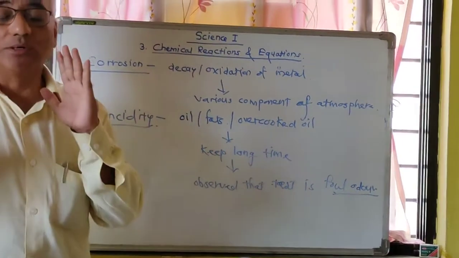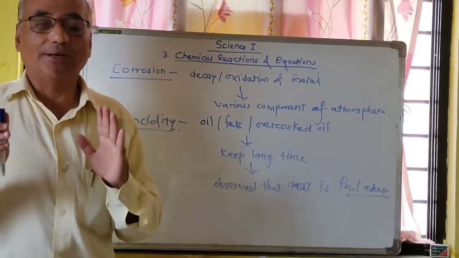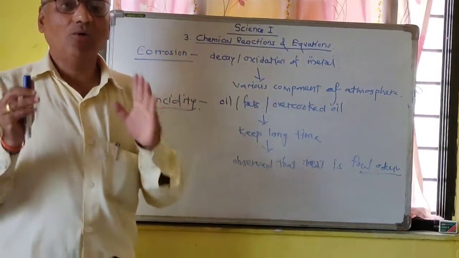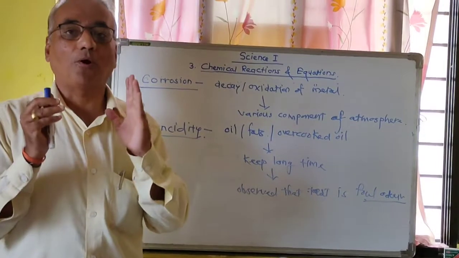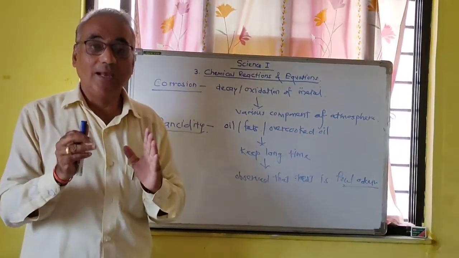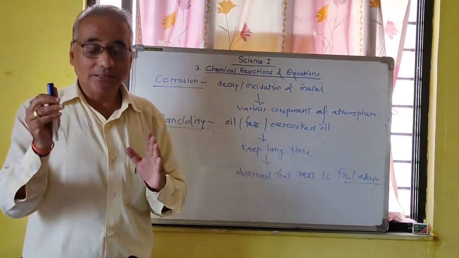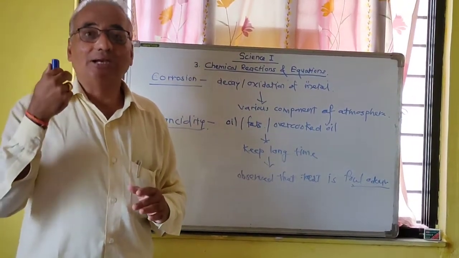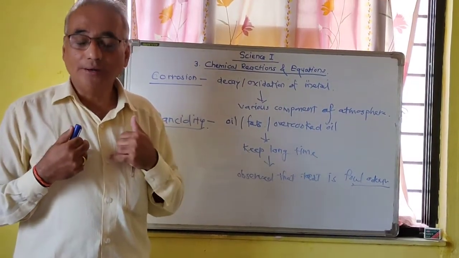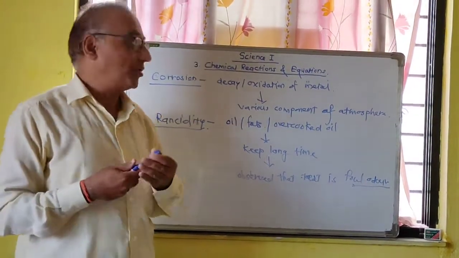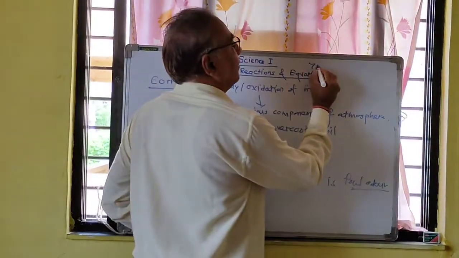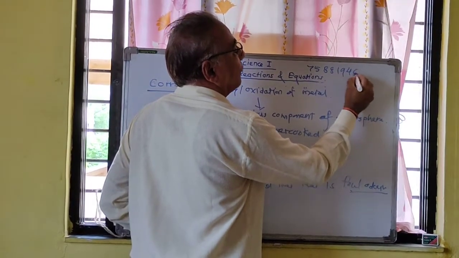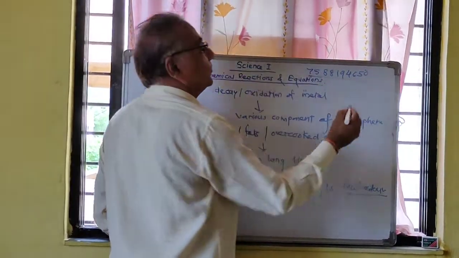In this way, your chapter number 3, chemical reactions and equations, is completed. Now what is your work? You have to study it carefully and solve the questions which are given in your exercises and send it to my own number. You already know my mobile number. My mobile number is 7588194650.